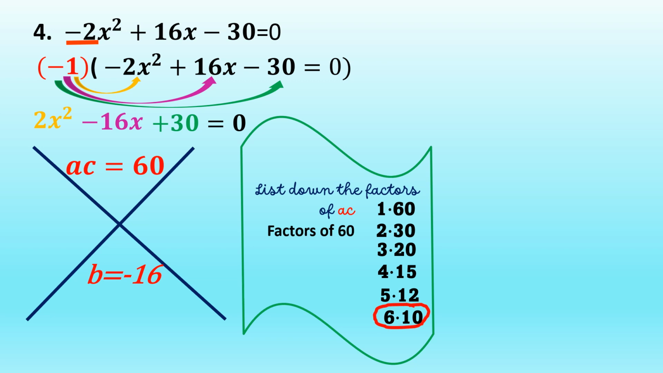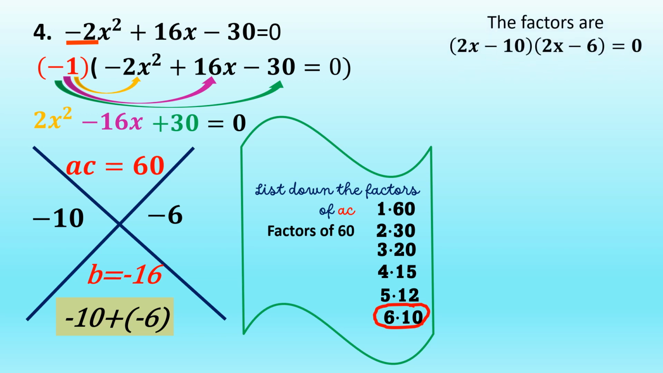We have 6 and 10. So it would be negative 10 and negative 6 on both sides of the x, since negative 10 plus negative 6 is equal to negative 16. The factors are quantity 2x minus 10 times quantity 2x minus 6 equal to 0.